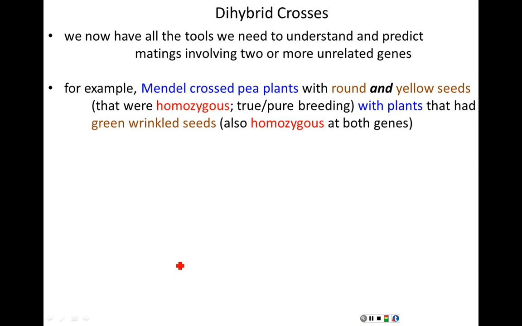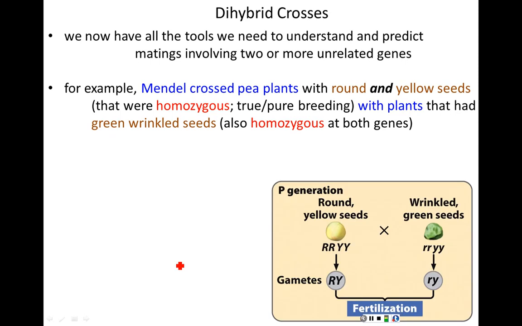We'll use Mendel's example first. Mendel crossed pea plants that had round and yellow seeds, 2 different traits, seed shape and seed color. He started off with homozygous, pure breeding plants. We know what that means now. Homozygous across the board, members of strains. And he crossed those with homozygous, pure breeding, green, wrinkled seeded plants. This is the cross we're talking about. Homozygous round, homozygous yellow, dominant for both, crossed with homozygous green, homozygous wrinkled, recessive for both.